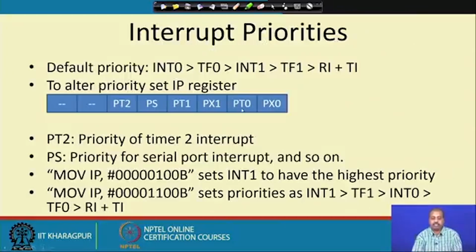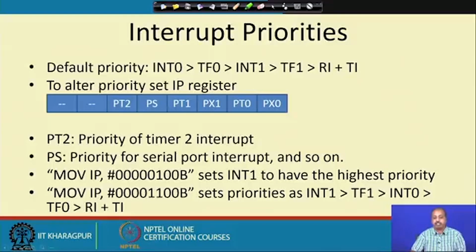If you look into the priorities, this is the default priority. INT0 has the highest priority, followed by TF0, that is timer 0, followed by interrupt 1, followed by timer 1, then RI plus TI. This is receive interrupt and transmit interrupt, for serial communication. They are served by a single interrupt, which is why we can write it as RI plus TI, as if one interrupt is generated. So this is the default priority.